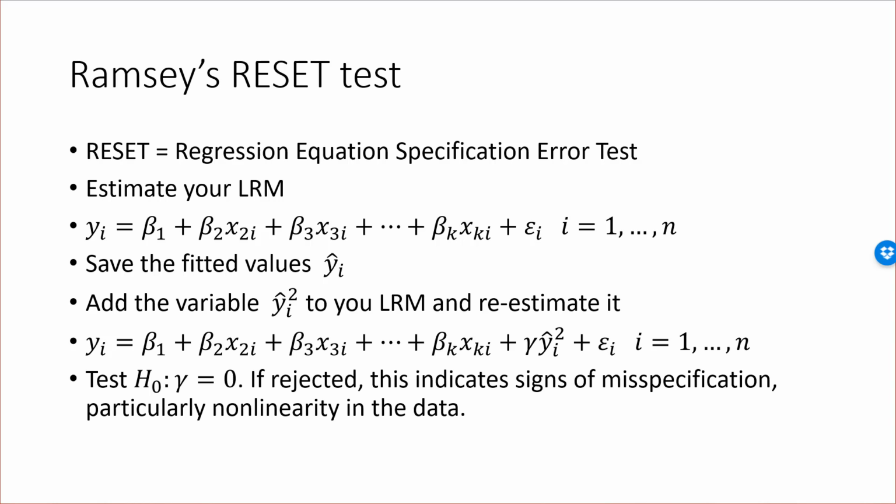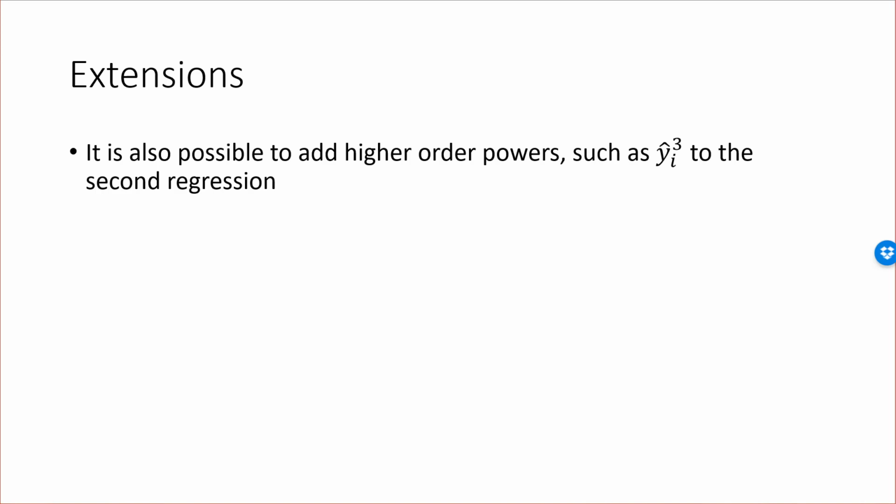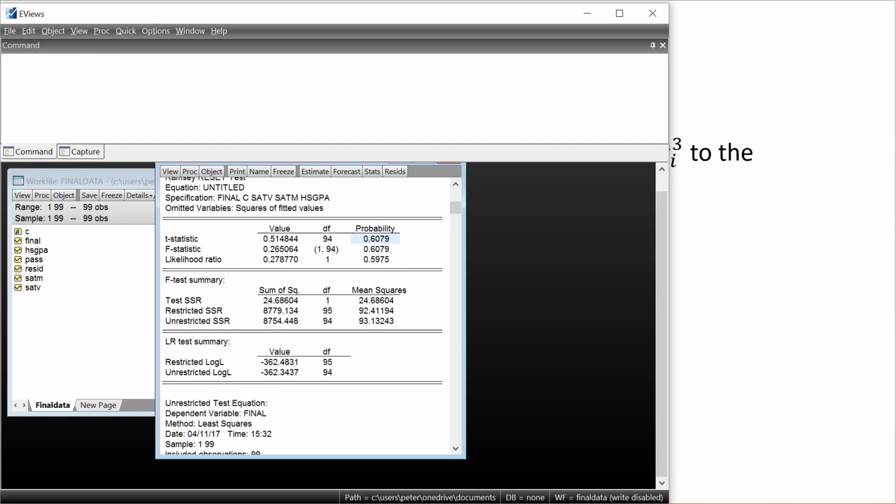Some authors would also recommend trying to add higher order polynomials of fitted values. That is not just the square of the fitted values, but perhaps also the fitted values cubed. And that's an extension that you could consider. So you could add cubed values to the regression as well. That's actually the default in Gretl.